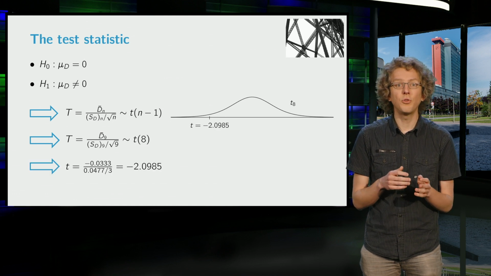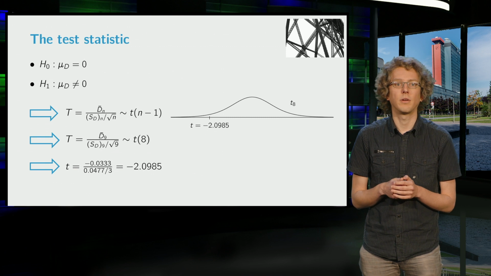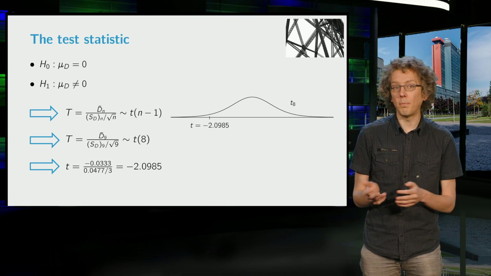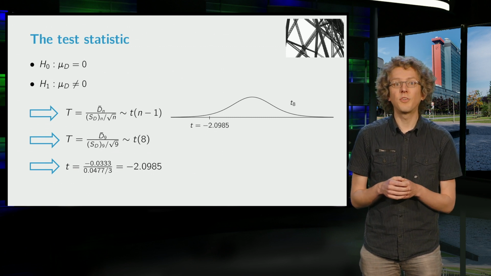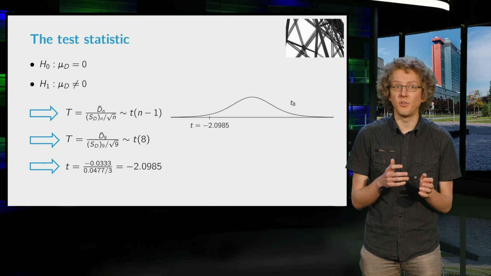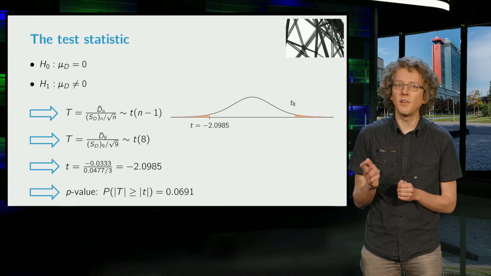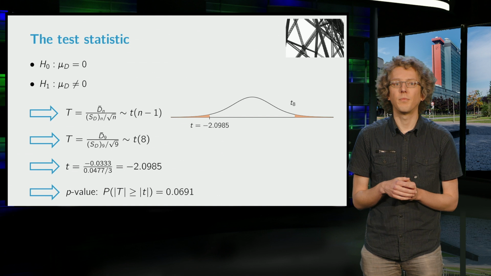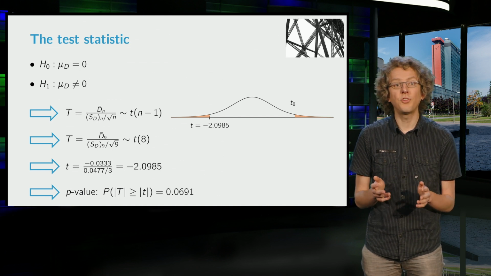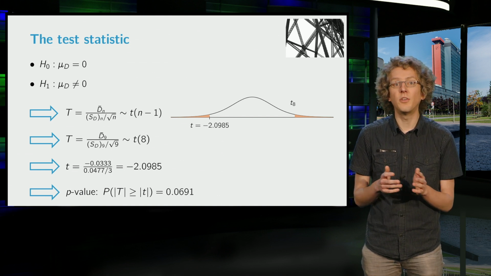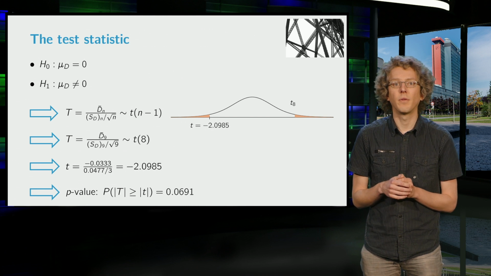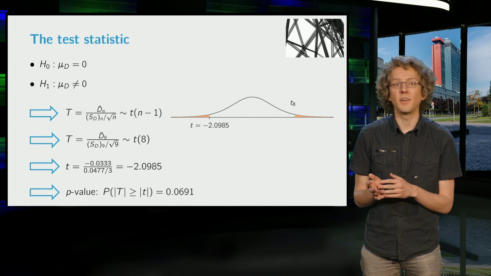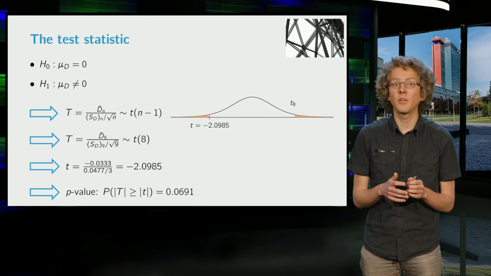to be minus 2.0985. We can compute the p-value as we did earlier, which gives p equals 0.0691, indicated in orange in the sketch. Recall that we have a two-sided test, so we also need the right tail probability. Hence, on a 5% significance level, we would not reject the null hypothesis.